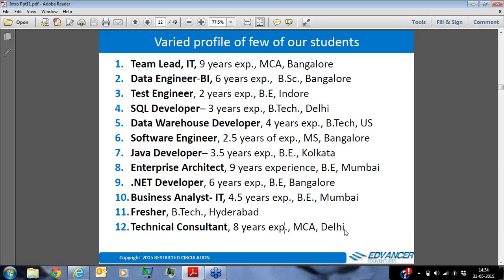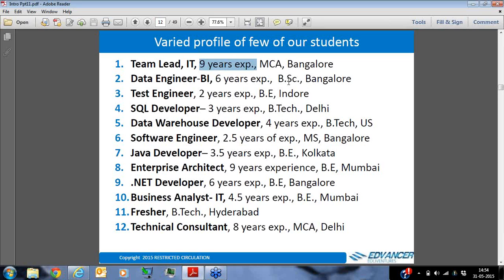So this is just a small subsection of the kind of student base that we have in terms of their experience. In terms of their number of years of experience, we have everyone from freshers to 9 years, 10 years, 12 years of experience also. A lot of our students come between 2 to 7 years of experience kind of range.